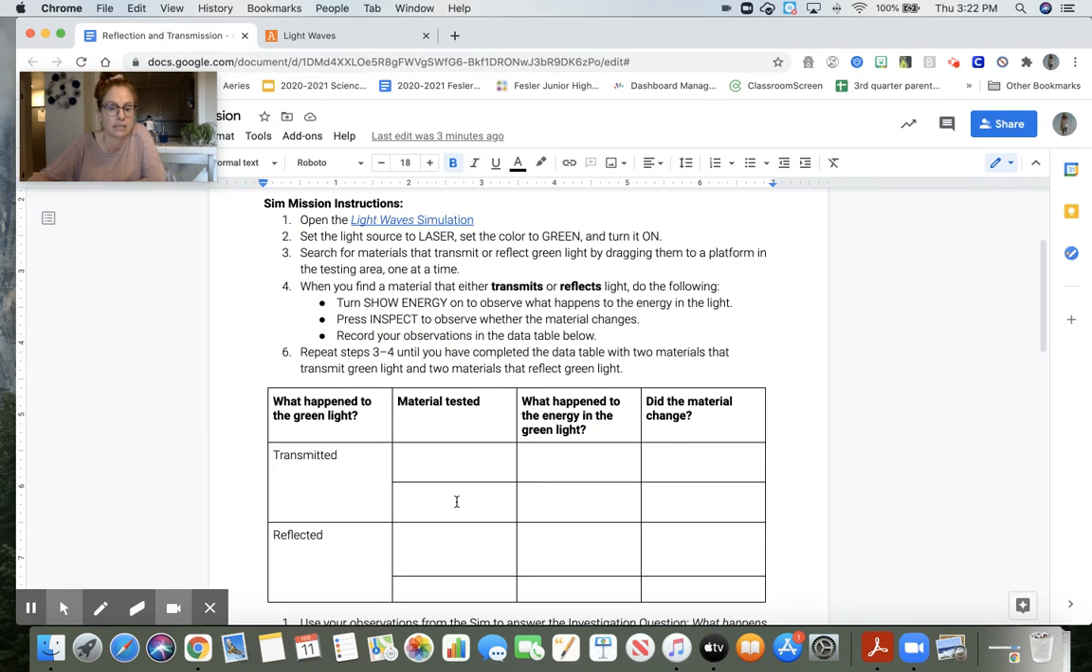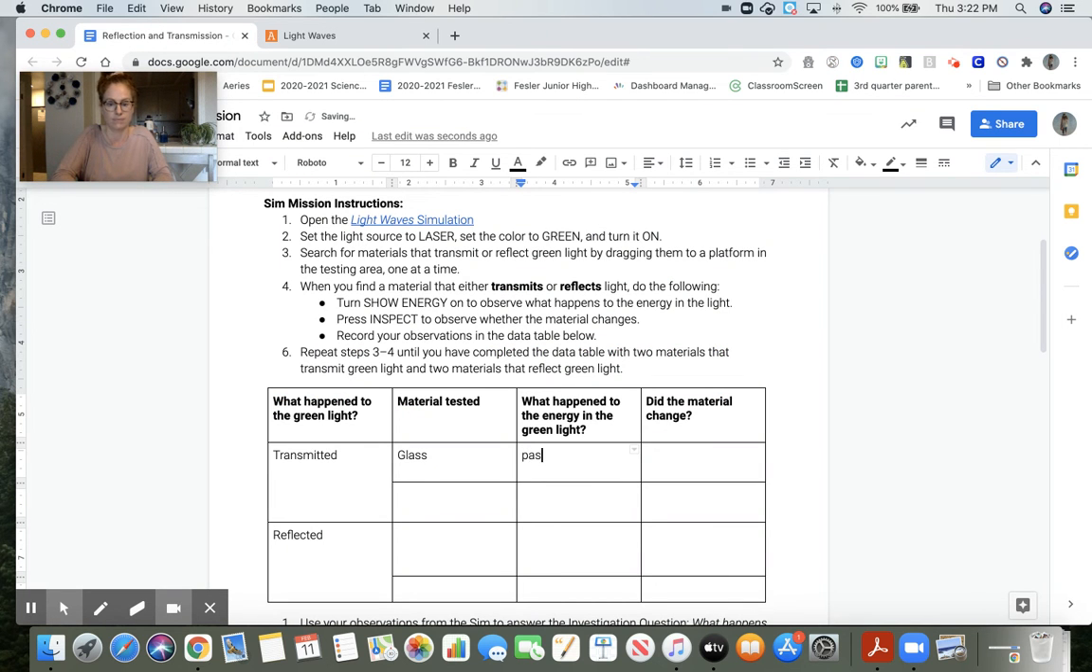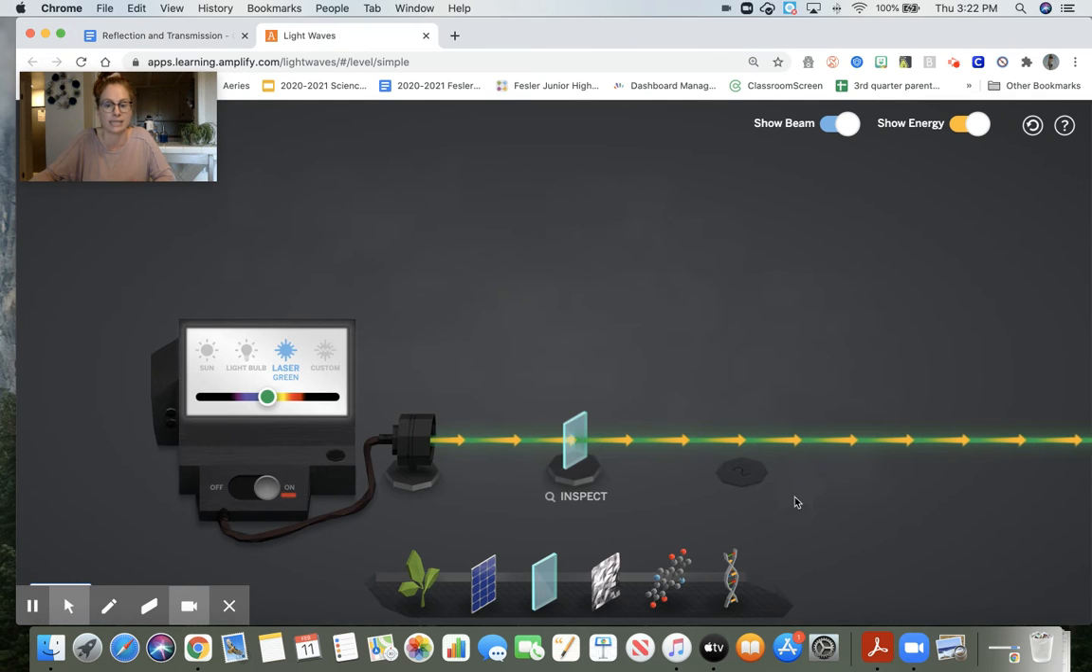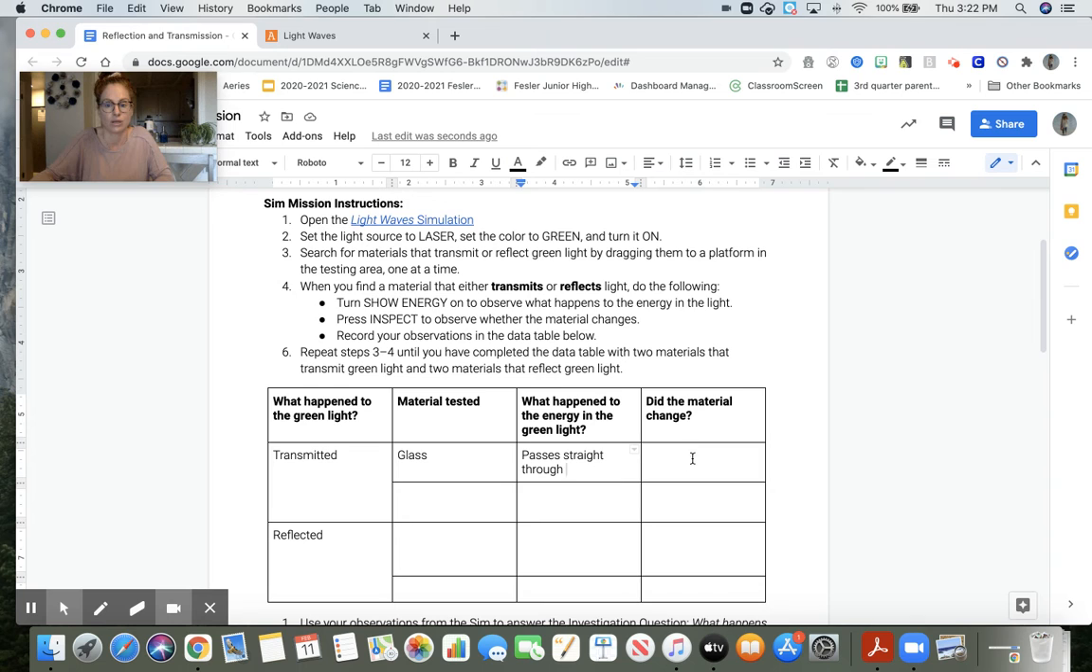So we'd put glass right here. What happened to the energy from light? Let's look. Our yellow arrow is just going straight through as well. I put passes straight through. Okay. Did the material change? So that's where we have to press inspect. No change. That's just what I'm going to put, no change. Okay, so you're going to find one more material that does that.